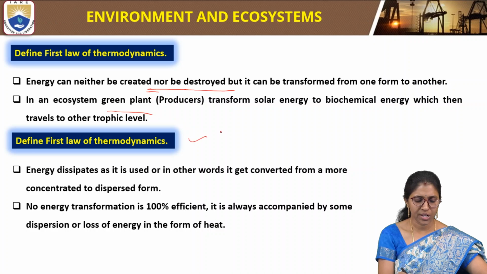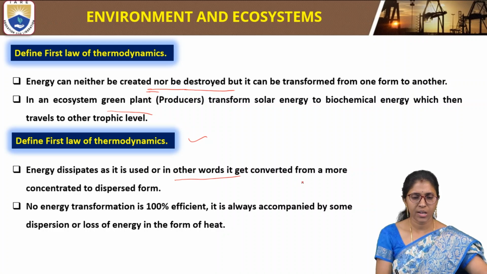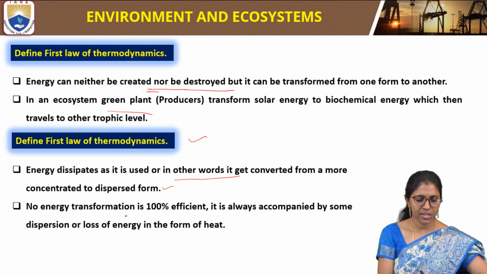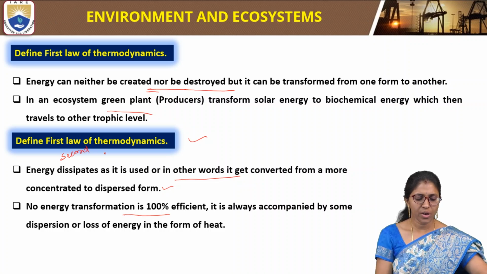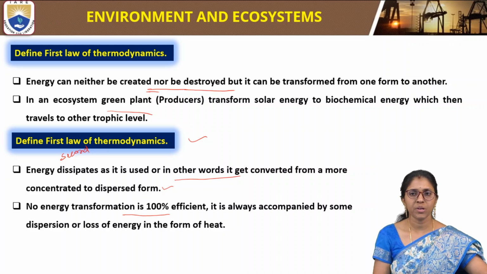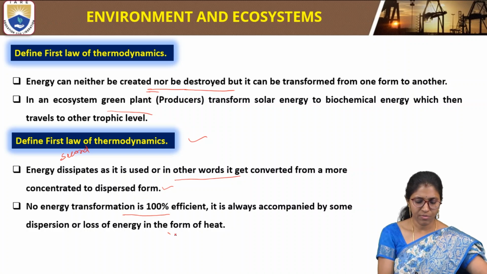Define second law of thermodynamics. Energy dissipates as it is used, or in other words, it gets converted from a more concentrated to a dispersed form. So here no energy transformation is 100% efficient. It is always accompanied by some dispersion or some loss of energy in the form of heat.